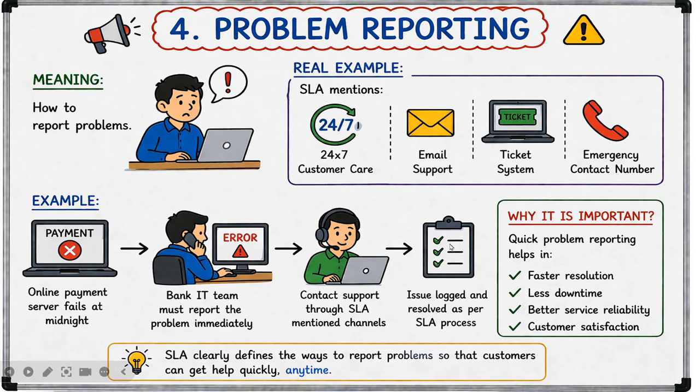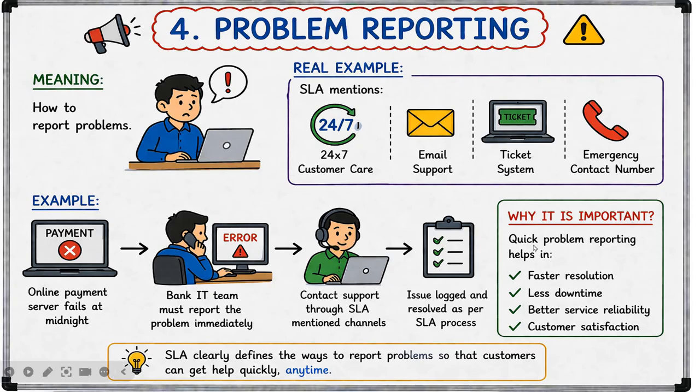Then comes the ticket system, which is a formal way of registering complaints. It works like this: the user can create a support ticket, then the system assigns a ticket number, and the issue is tracked until it is resolved. So the benefits of this ticket system are: it is easy to monitor the status, it ensures no complaint is lost, and it helps in prioritizing the issues. So it provides organized and trackable problem handling.